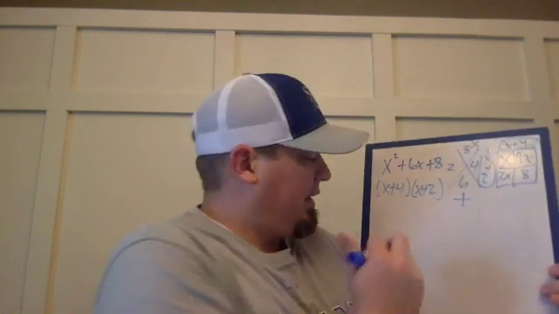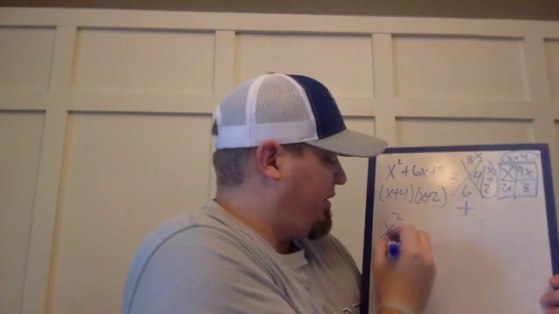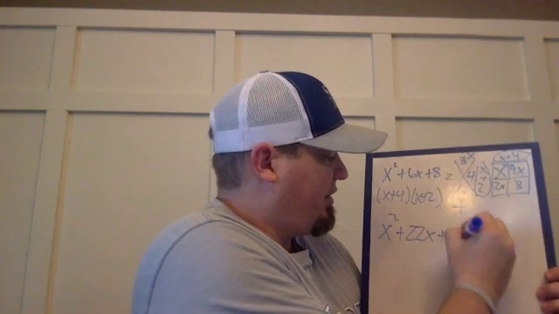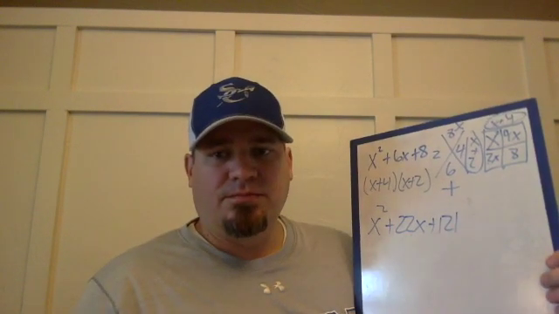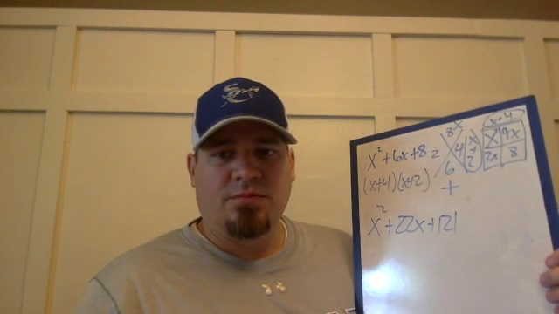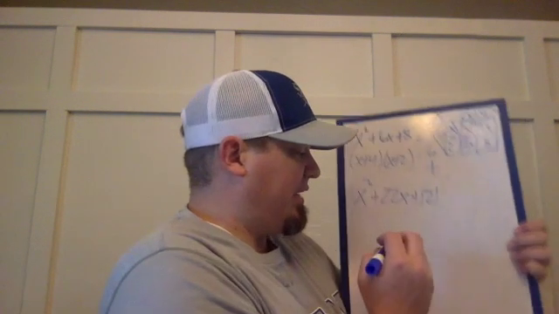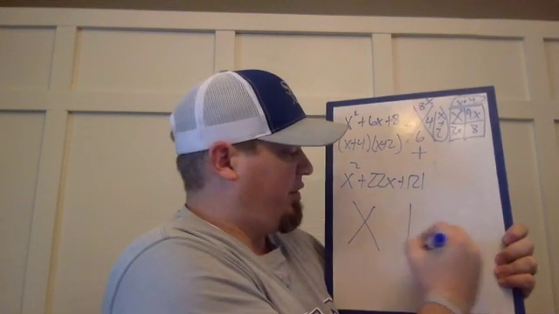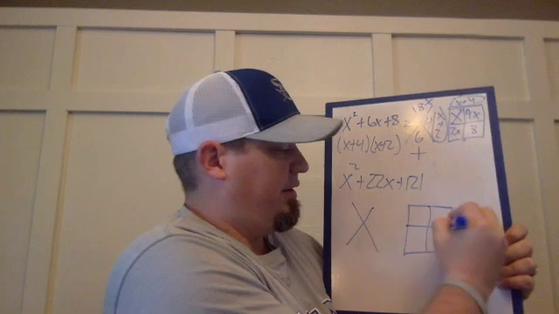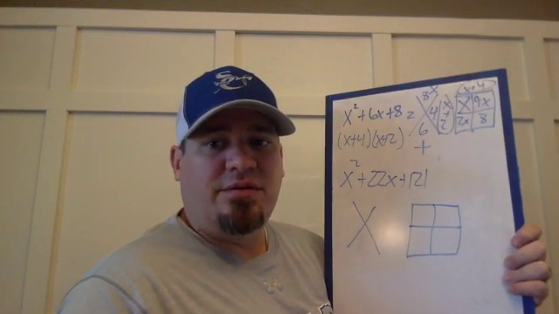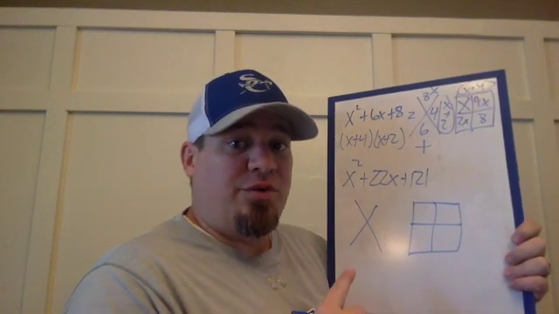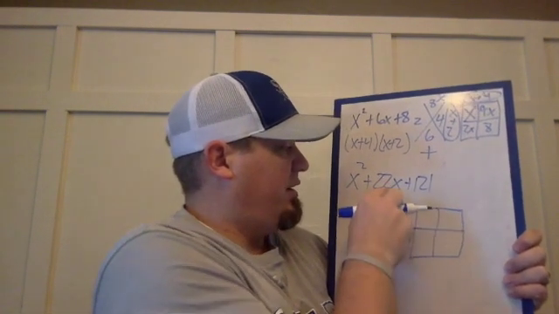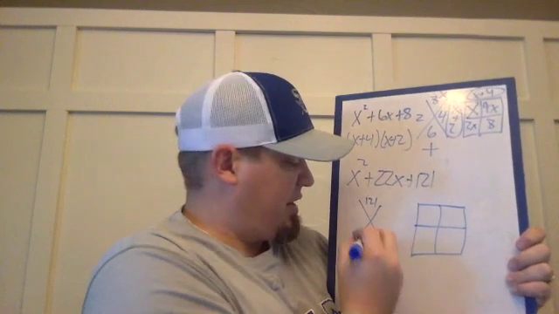I'll leave that one on the board. Let's say I have x squared plus 22x plus 121. Again, I'm going to use my X-box method. So I'm going to draw my X down here, and I'm going to draw it a little bit bigger so that you can see it a little better. And my box right there. Now, what numbers go in my X? The top number is my last number, so it's 121. The bottom number is the coefficient right here.